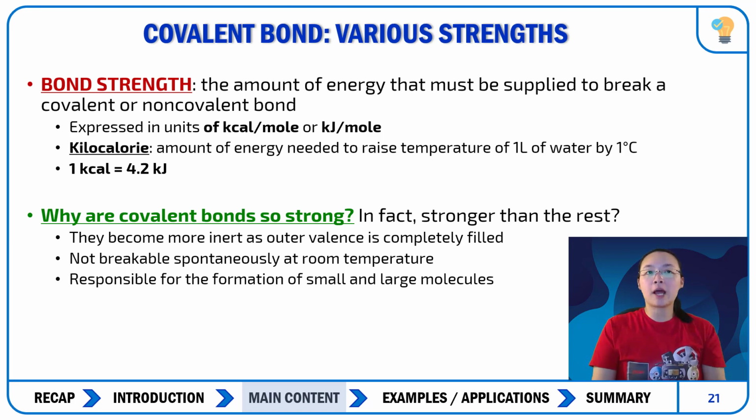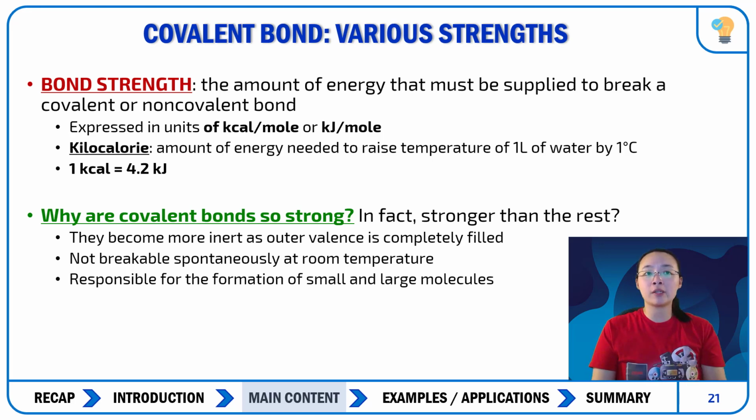Moving on, we want to ask another question. Why are covalent bonds so strong? In fact, they're stronger than ionic bonds. So why would that be? For various reasons. Number one, they become inert as their outer valence is completely filled. So by inert, it means that they're not positively charged or negatively charged like positive and negative ions with ionic bonds. That means they won't be as reactive or break spontaneously at room temperature.